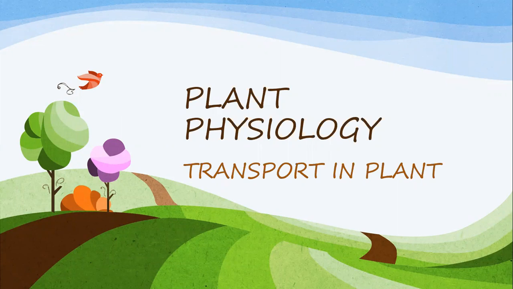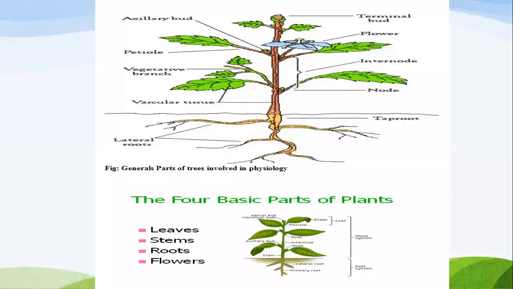So, in plant physiology, we are going to talk about first transport in plants. It's an 11th class chapter, and in 11th, it's the fourth unit of plant physiology, and the first chapter is transport in plants. So, today we are going to study this. Let's get started. First I want to give you a basic introduction of plants.